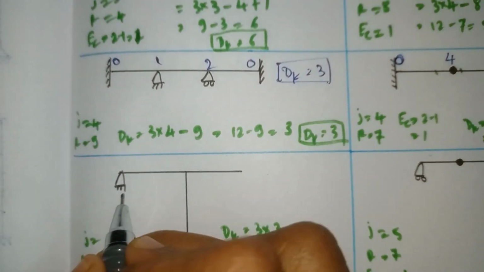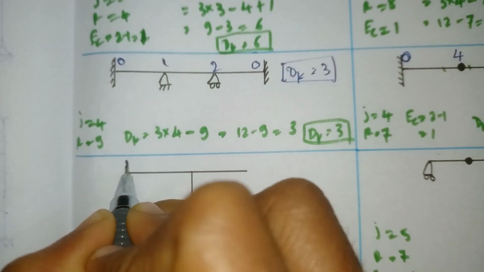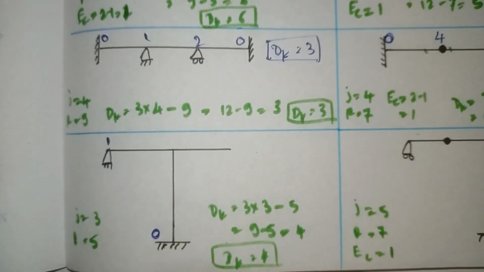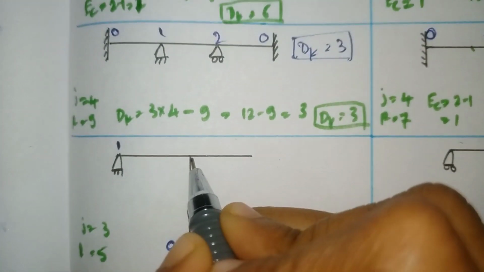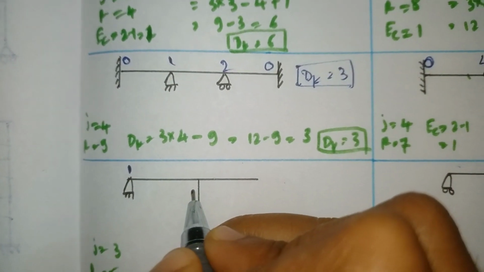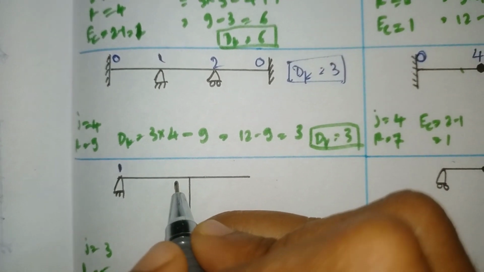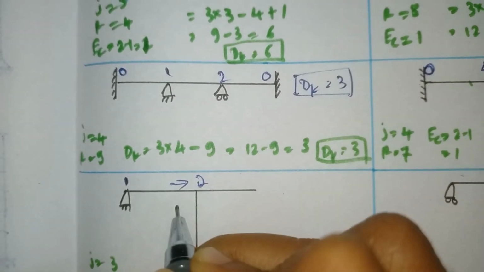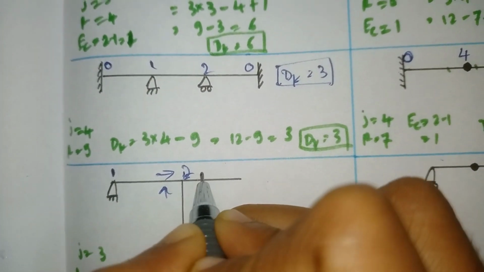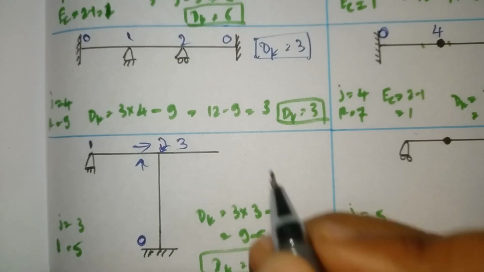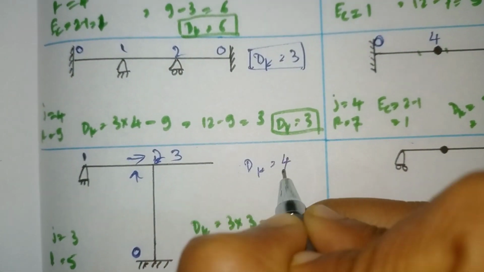Here at the hinge the degree of freedom is 1, and at the support the degree of freedom is 0. So here one joint is there. So remember, whenever a joint is there, how much is the possible deformation at a joint? 1 is rotation, 1 is horizontal and 1 vertical. So total possible deformation is 3. 1 plus 3, 4. So dk is 4.